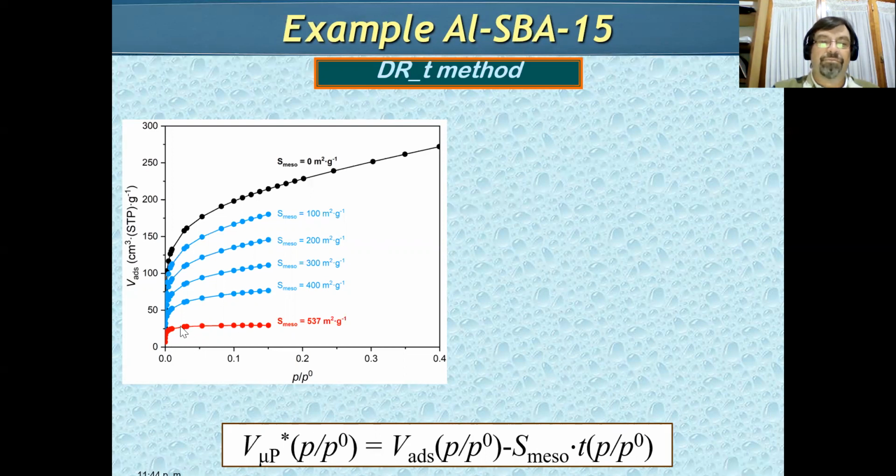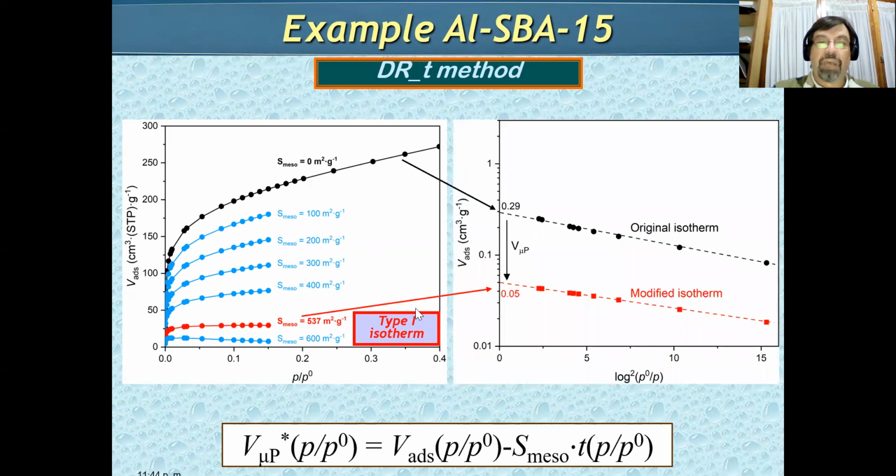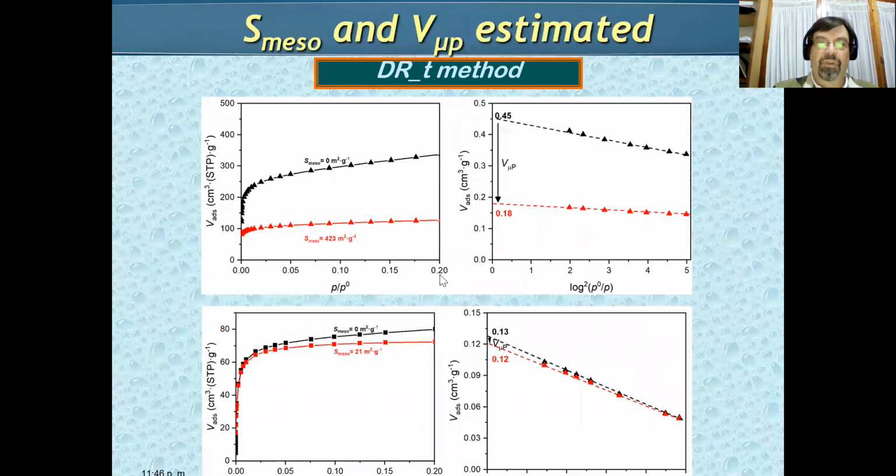we can obtain the individual isotherm of the micropore region. From this, and using the Dubinin-Radushkevich, we can obtain the micropore volume. For example, in this plot, we compare the original isotherm and the modified isotherm, and the difference between them is in the value of micropore volume.